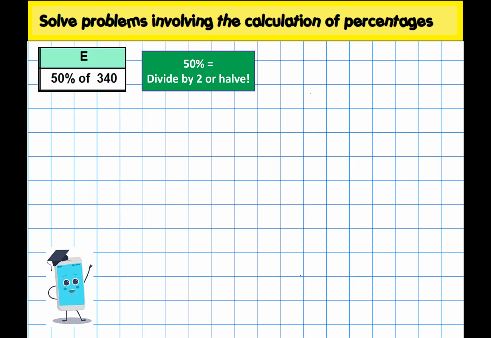Or remember that halving something just means to divide it by 2. 2 into 3 goes once with a remainder of 1. 2 into 14 goes 7 times, and 2 does not go into 0, so it's 170. So your answer to this one is 170.